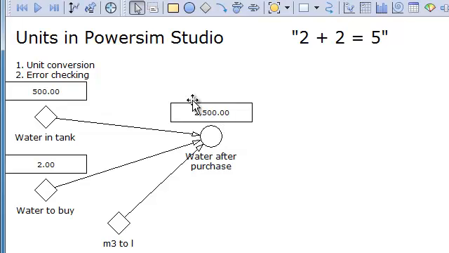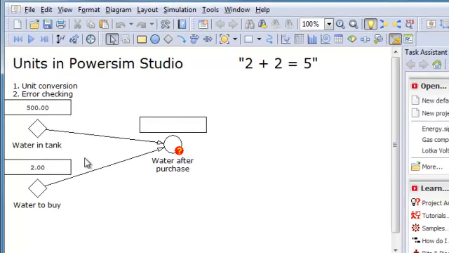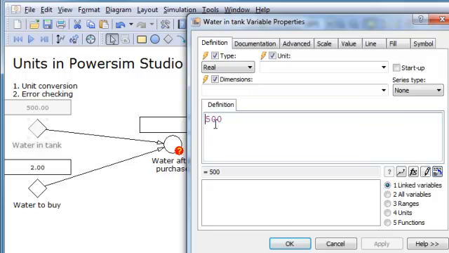This is obsolete and you don't need to do it this way. With the automatic unit conversion in Powersim, you can do this automatically. Look at this. We delete this variable and we rather put the unit directly into the variable. This is 500 L for liters.